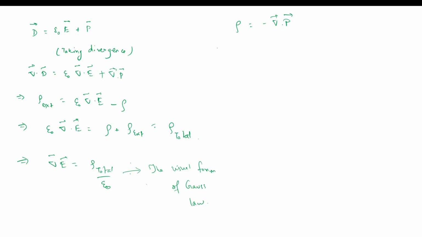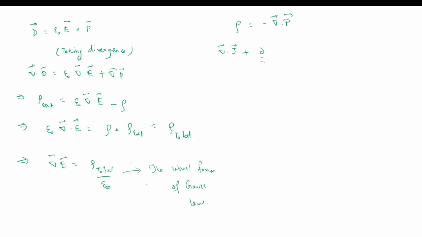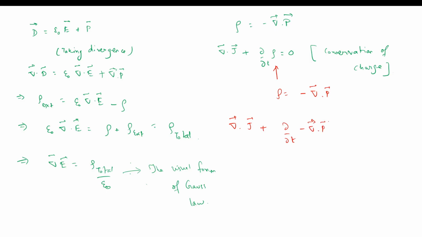So we will use the continuity equation. The continuity equation is divergence of J plus partial derivative of rho with respect to t equals zero. This is nothing but conservation of charge. Now, instead of rho, we are going to use rho is equal to minus divergence of P. So what we have here is divergence of J plus the time derivative of minus divergence of P is equal to 0.